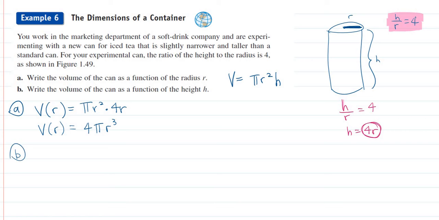Part B, they want the volume of the can as a function of the height. So again, we're going to use our basic equation, but instead of all of the values being in terms of r, now I want all of the values to be in terms of h. So I need to take my original ratio and solve it for r now.